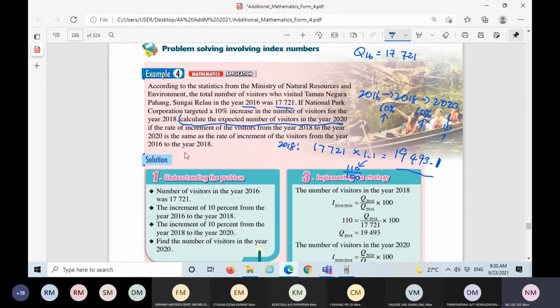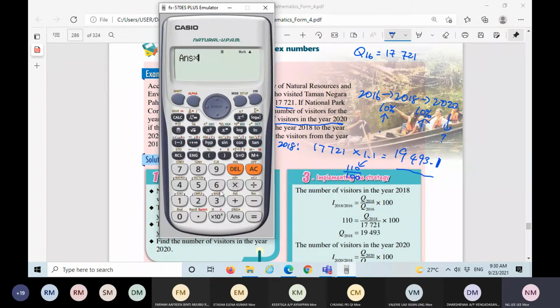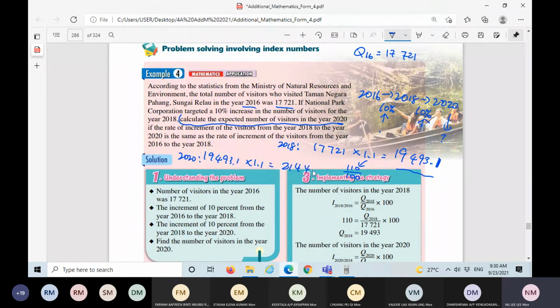Okay, now 2020. Based on this 2018 one, same thing, increase 10%, so times 1.1 again. So based on this, times 1.1. Okay, so 21442.41. Now remember, the number of visitors cannot have a decimal point, because these are human beings, so there is no decimal. So 21442 will be your answer.